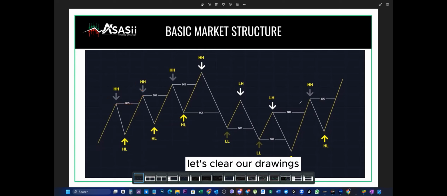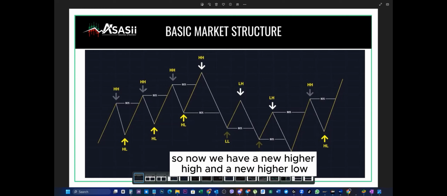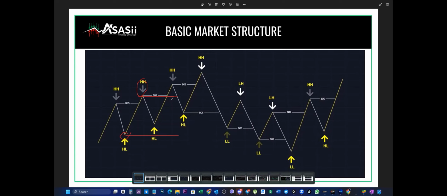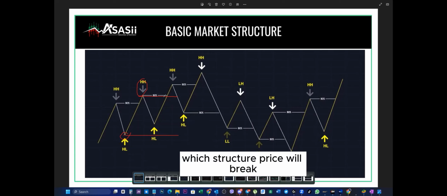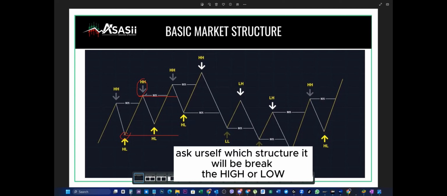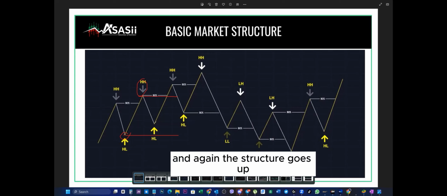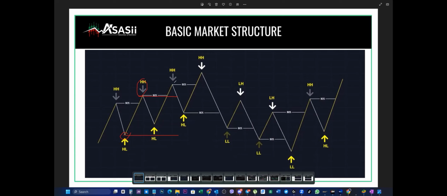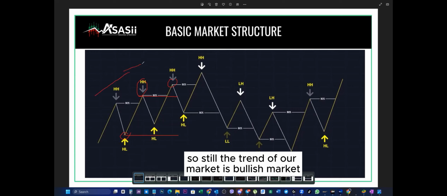Let's clear our drawings. Now we have a new higher high and a new higher low. Create an imaginary line on this one and ask yourself, which structure will the price break? Tanungin mo yung sarili mo, saan structure siya pupunta? Sa taas ba o sa baba nito? And again, the structure goes up and breaks our higher high. So still, the trend of the market is a bullish market.